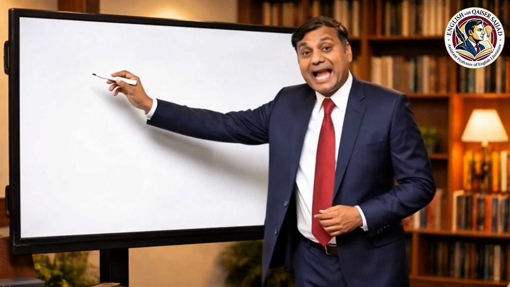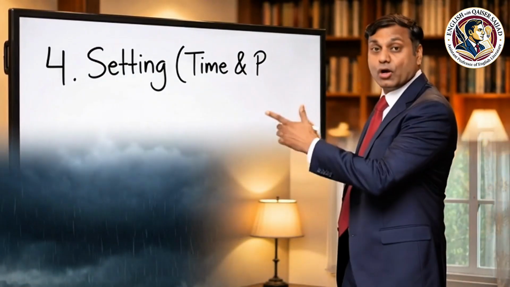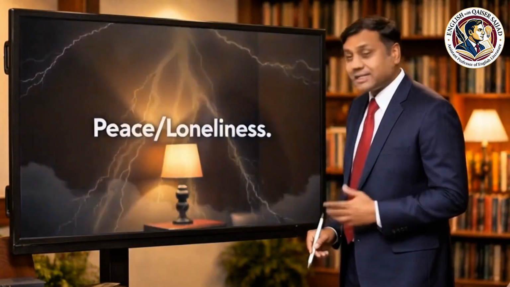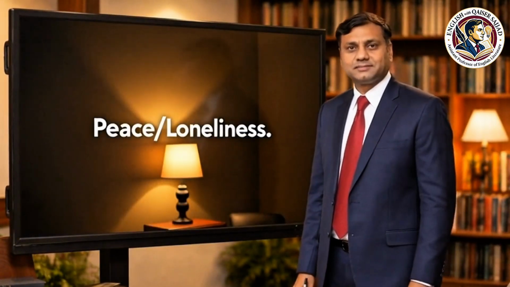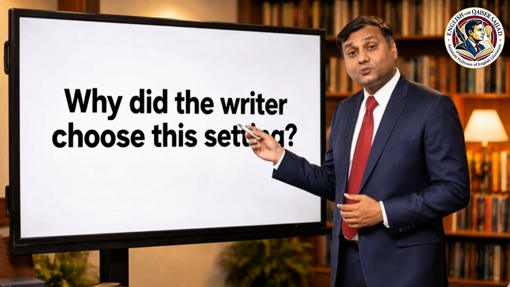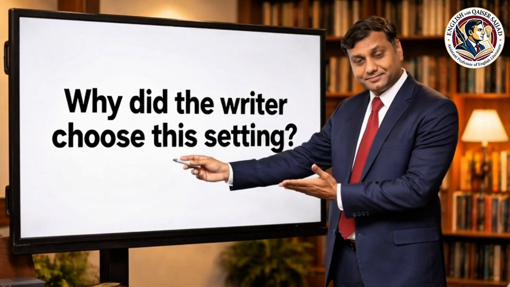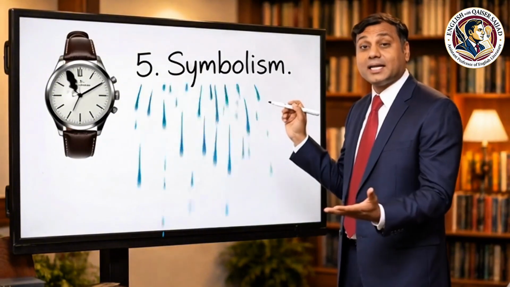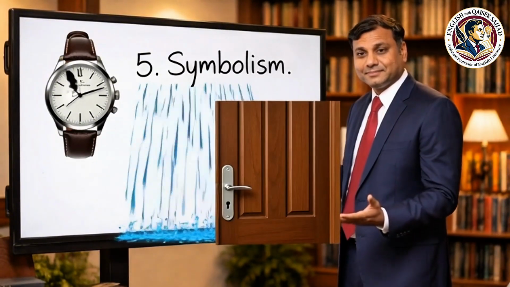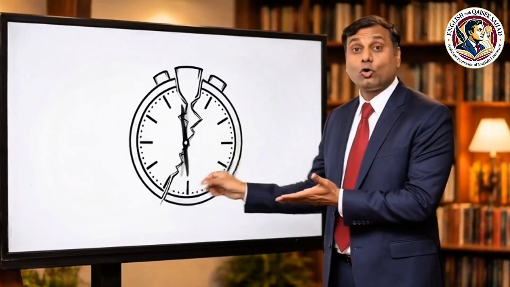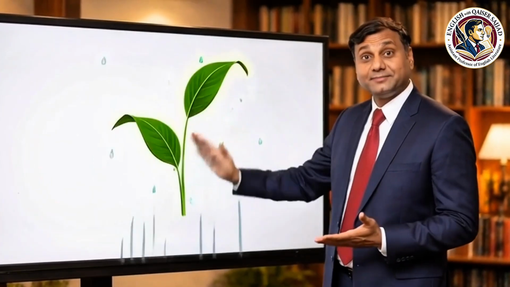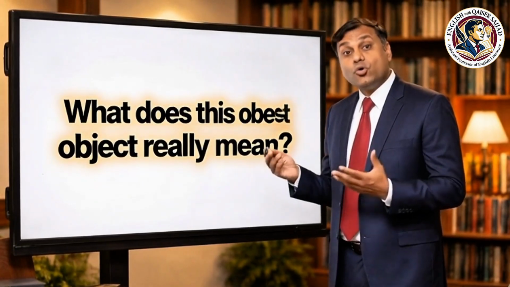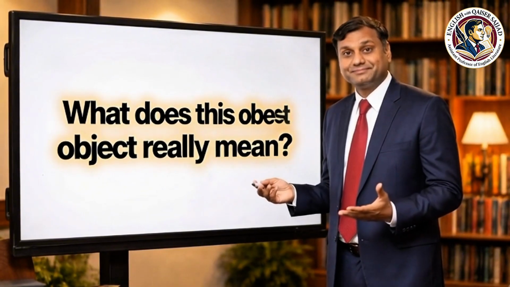Setting is not just background. It often shows feelings or mood. For example, a quiet room suggests peace and loneliness. Ask, why did the writer choose this setting? A symbol means something represents a bigger idea. Broken watch, rain, locked door, each has deeper meaning. Always ask, what does this object really mean?